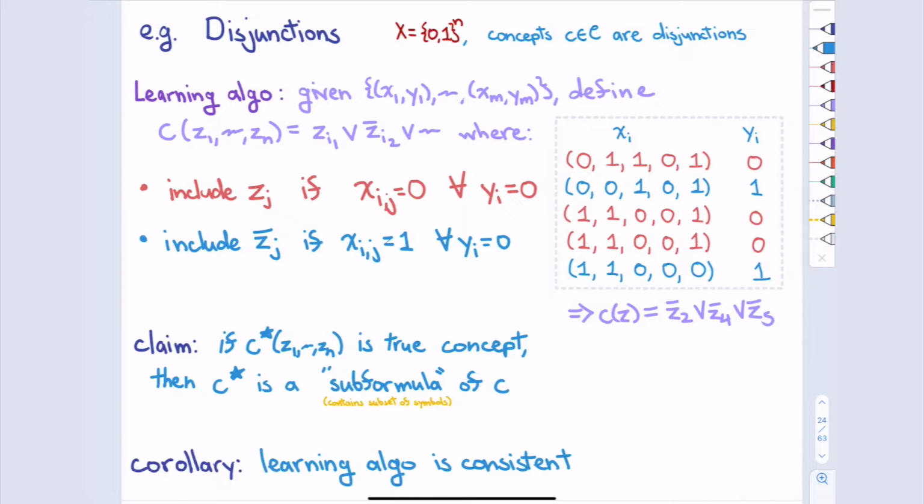So again, in other words, our two choices are designed to be safe with respect to all the negatively labeled examples. But maybe what's not obvious is why this would correctly label all the positive examples. So one idea is to argue the following claim. Let's say there's some true disjunction C star. The claim is that C star is always a subset of C in terms of the symbols it contains.